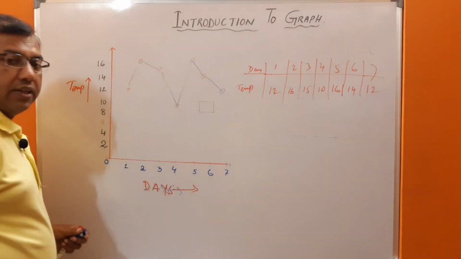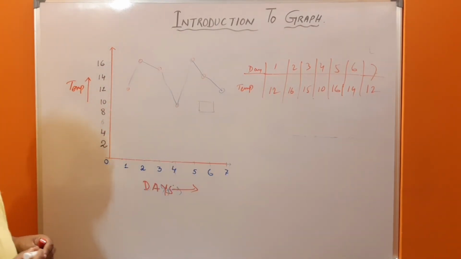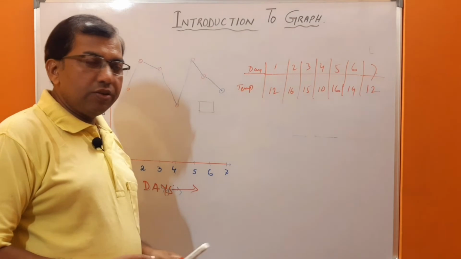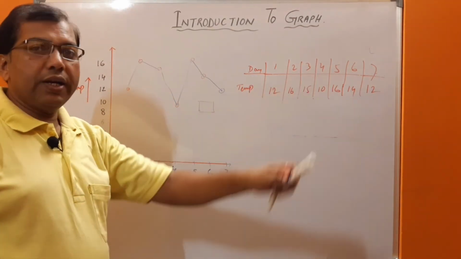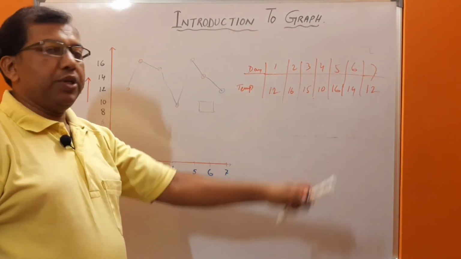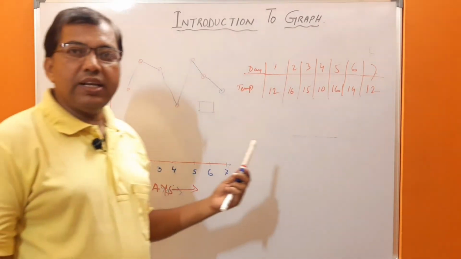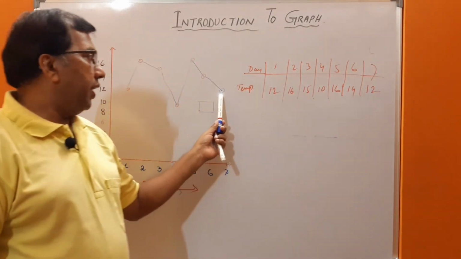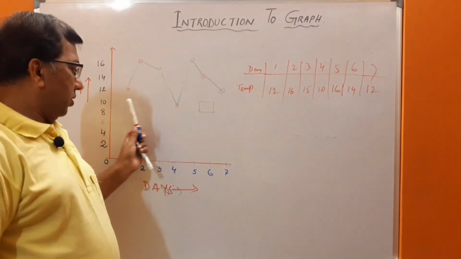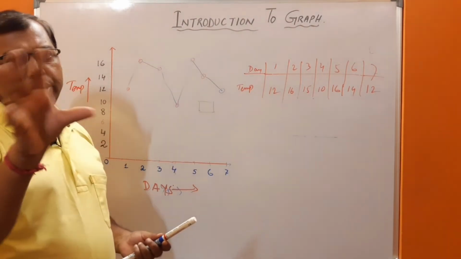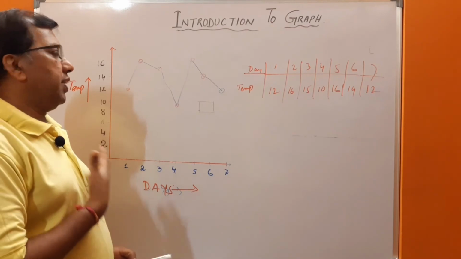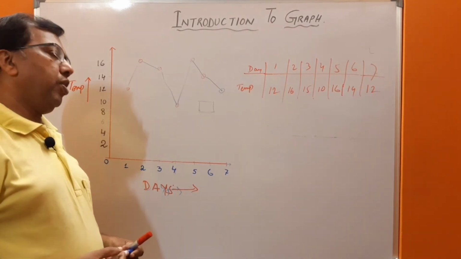This is the graphical representation, the graph of the temperature of a particular week in a month. You have to draw this and it will be clear. Okay? Clear? In this way, so many questions will come. So next, practice from your book.